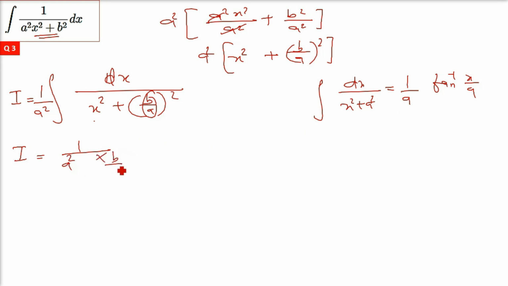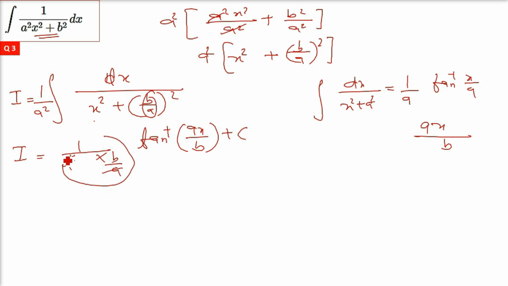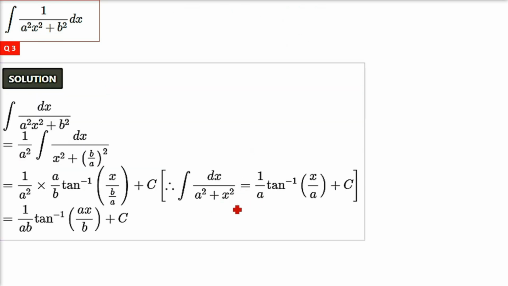So 1 by a square, then 1 by a. 1 by a is what? 1 by b by a. And then tan inverse x by a. What is x? It is x by a. So x by a is actually b by a. So b will be in the denominator, a will go up: ax by b. Now you can cancel one a also. I am writing it as 1 by ab. 1 by ab tan inverse ax by b, plus constant of integration. So this formula, if you know and you can recall, that this question will be simple for you.